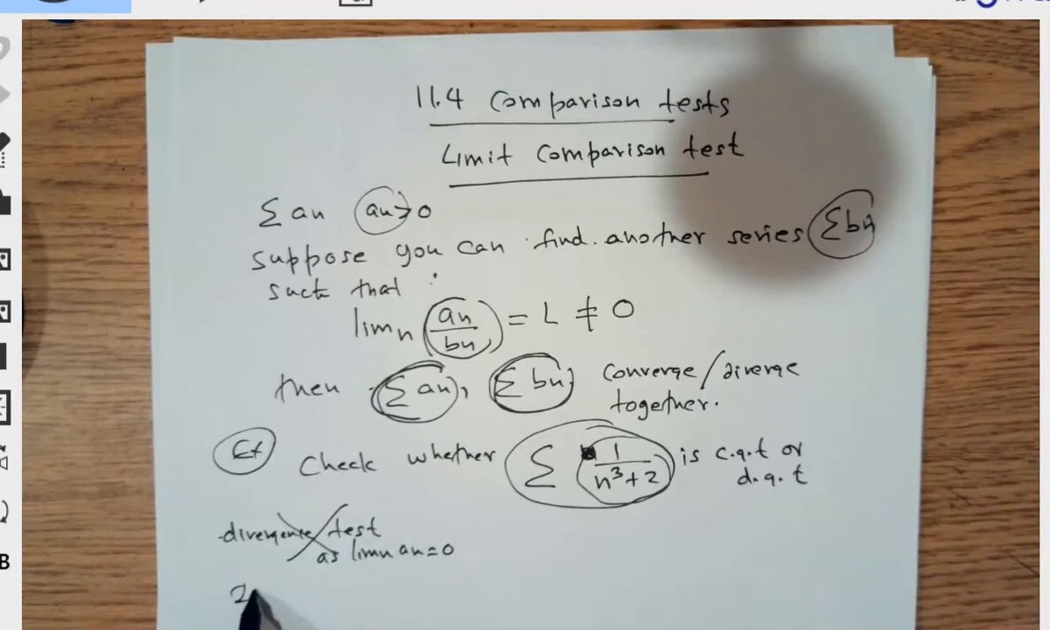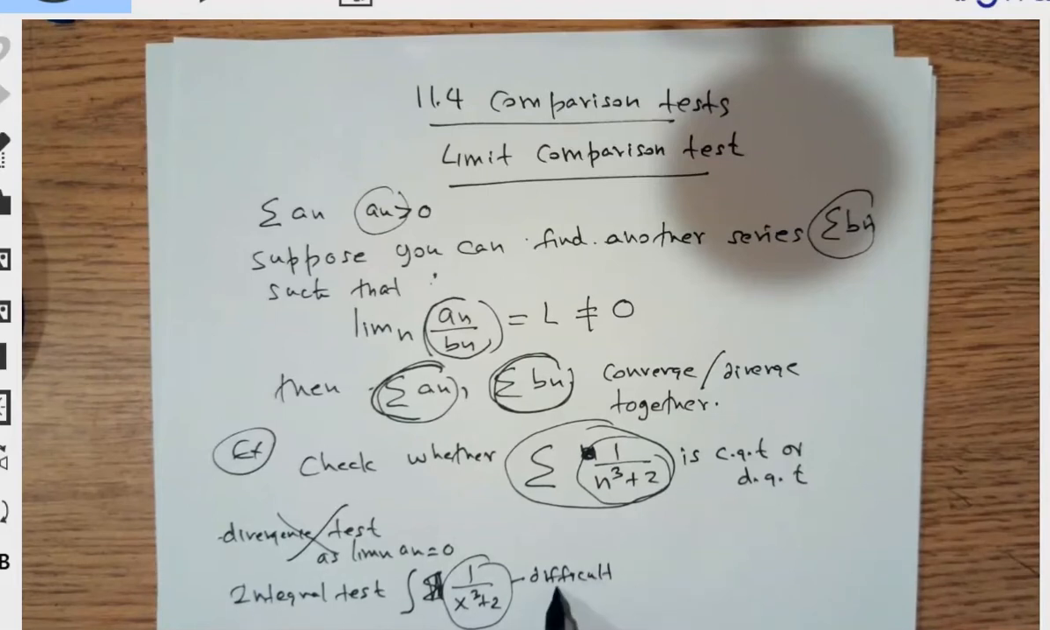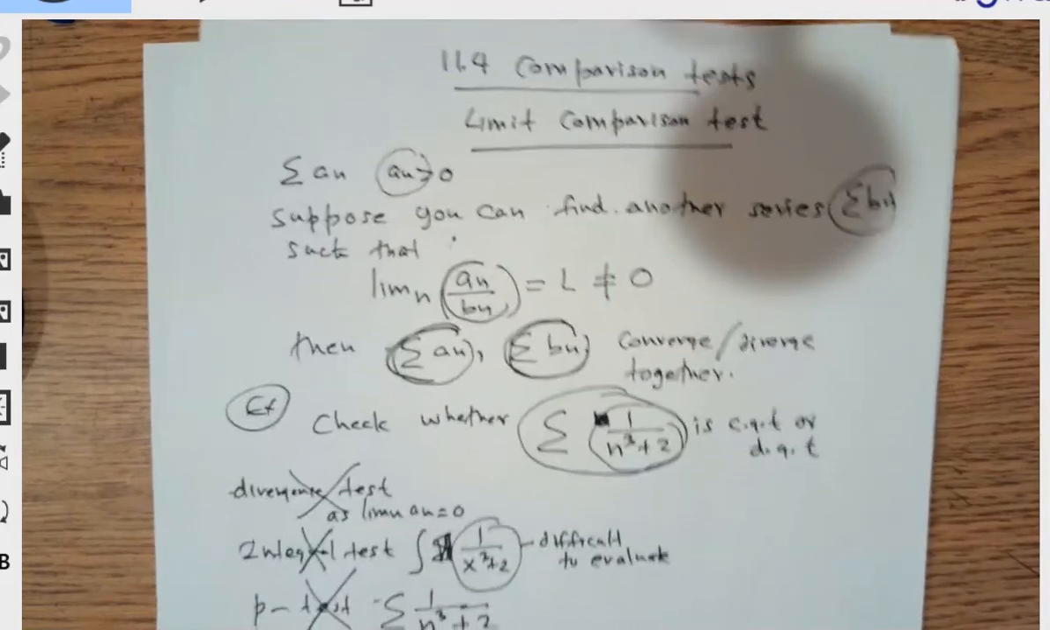And then what about the integral test? If you take the integral of 1 over x cubed plus 2, it will be difficult to evaluate this, so that's also out. What about the p-test? Well, if you had n to the 3, we could have used the p-test. But we have n to the 3 plus 2. So we cannot use the p-test. All these three tests are not valid.